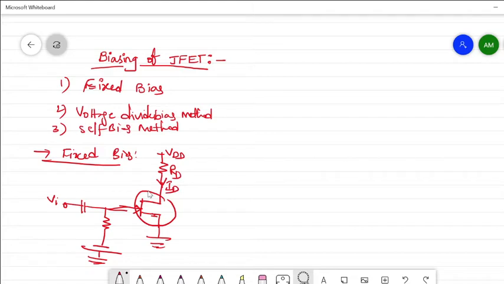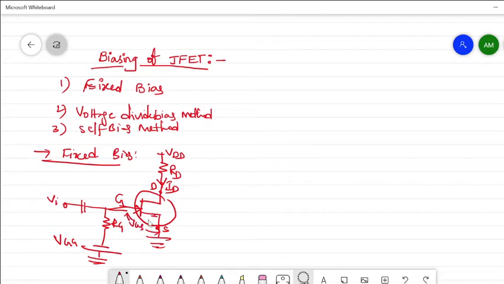Here, to make the gate to source junction reverse biased, a separate supply VGG is connected, such that the gate is more negative than the source. The three terminals are gate, source, and drain. The voltage between gate and source is VGS.